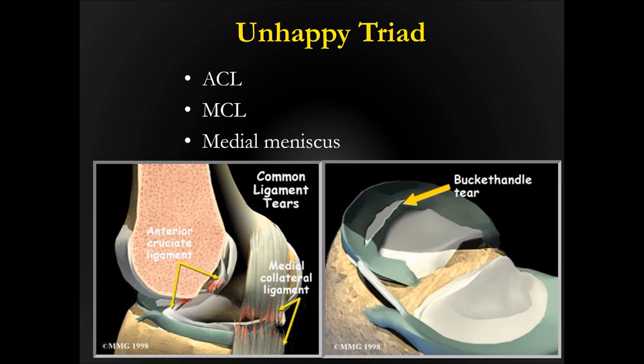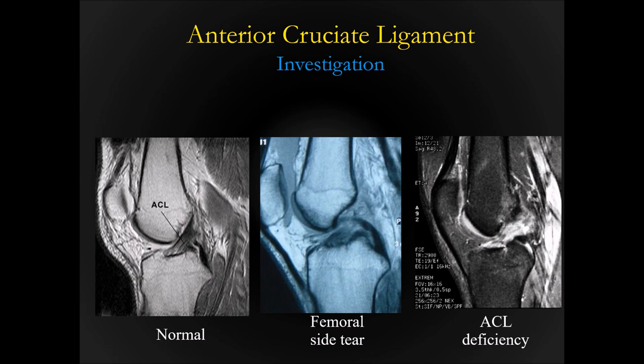Sometimes you twist the meniscus in between the femur and tibia, so the meniscus can be torn also. We call it the unhappy triad if you have ACL, MCL, and also the medial meniscus injury. The investigation of choice is MRI, because with X-ray you cannot see anything. Ultrasound is too deep. You cannot use the ultrasound probe into the joint because the femur and tibia obstruct the ultrasound wave.